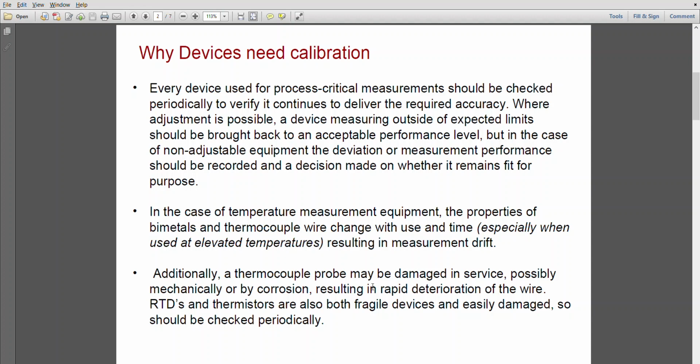Here the measurement drift is caused due to deterioration of the thermocouple wire. Additionally, the thermocouple probe may be damaged in service, possibly mechanically, such as corrosion, rapid deterioration of the wire, etc. RTDs and thermistors are also both fragile devices, easily damaged, so hence they should be checked periodically.